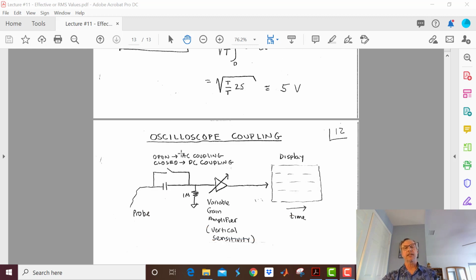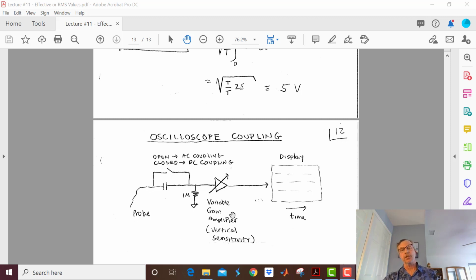If we select AC coupling, it opens this switch right here. And this is all in the oscilloscope. The probe's out here, and this is all in the oscilloscope. And so if I open that switch, or I go to AC coupling, then I have a capacitor in series with the signal that I'm trying to measure. And if the switch is closed, it shorts that capacitor out, and the DC gets right through.